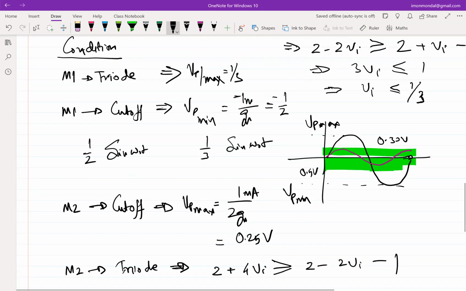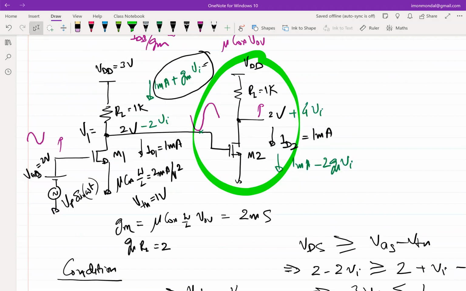So let me just refresh your memory. We were looking into swing limits of this particular circuit. So we figured out the swing limit of M1, under what conditions of VI M1 will go either into cutoff or into triode, and we did it in an incremental sense, and we figured out some constraints.